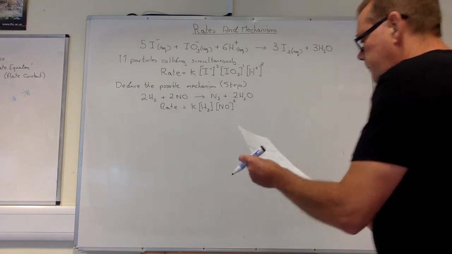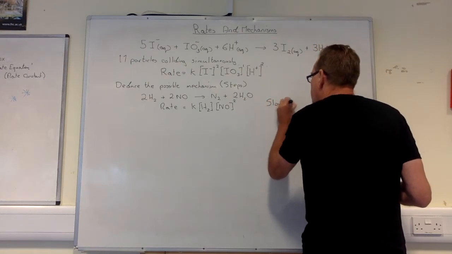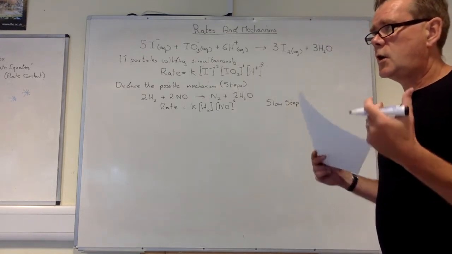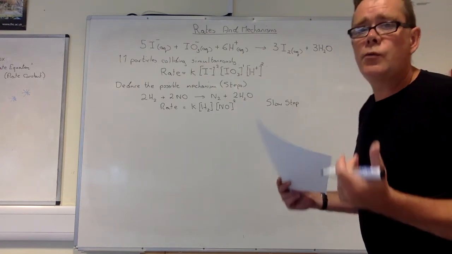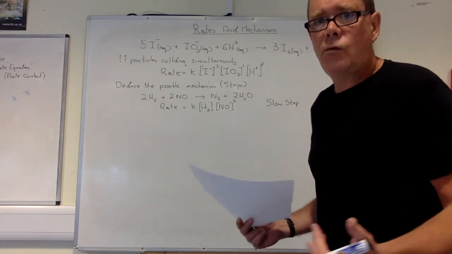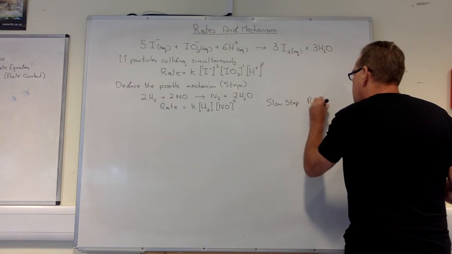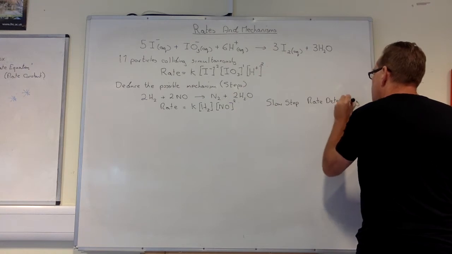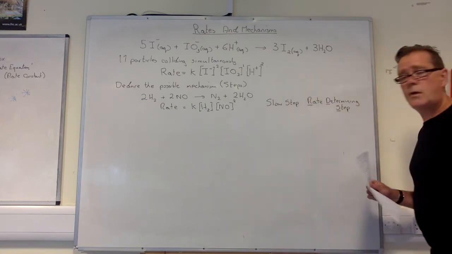Right, 2 steps. In those 2 steps, you have a slow step. This is the step that takes the time. This is the dominant step that determines the rate. The first step must follow the rate equation because it's the slow step that really dictates the whole rate of the experiment. And we call it the rate determining step, RDS.